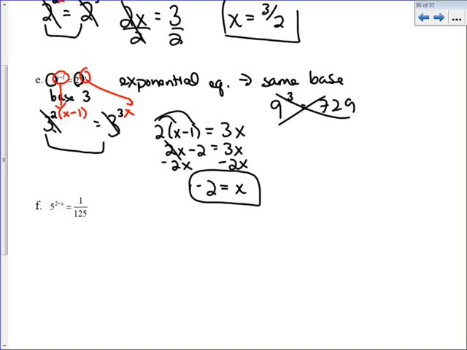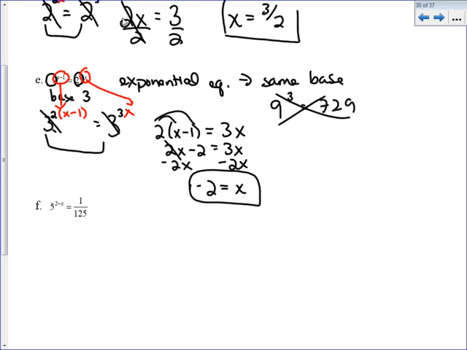So it's being able to find that same base. Once you have the same base, cross them off, and you're going to have a linear equation. All right, 5 to the 2 minus x equals 1 over 125. What do we think our common base might be for this problem?